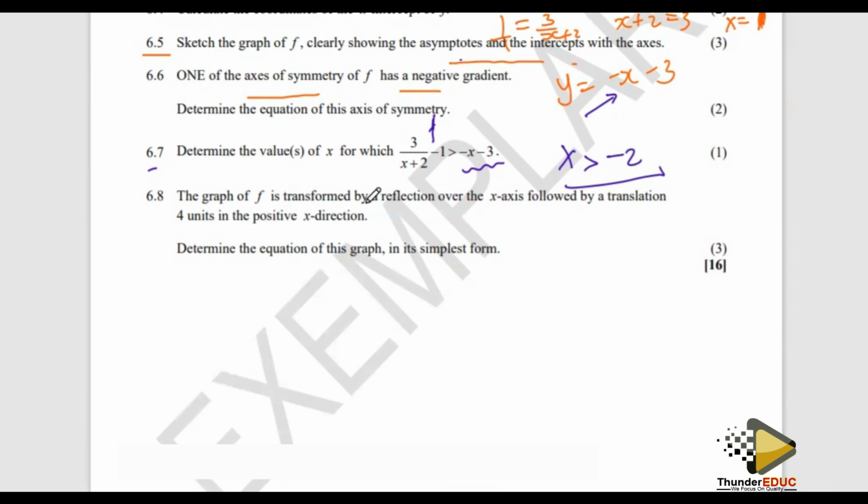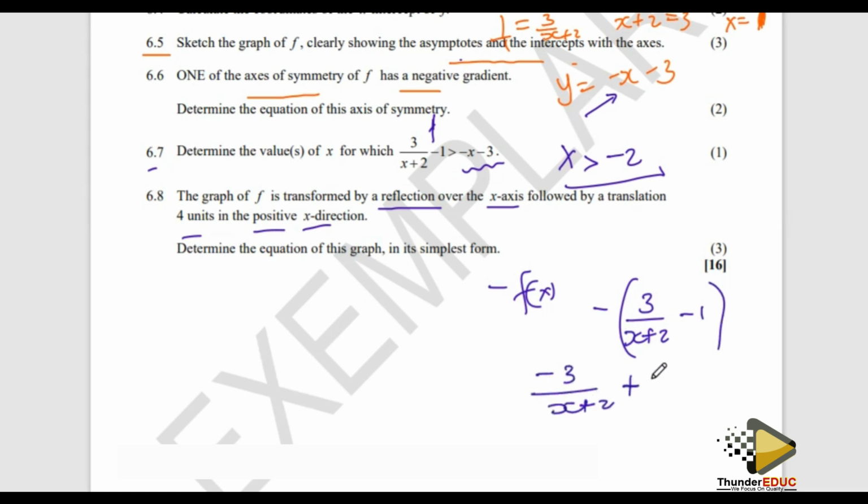Then the graph of f is transformed by a reflection over the x-axis, followed by a translation of 4 units in the positive x direction. Now, what this means is that whenever we reflect about the x-axis, the whole graph is affected. In other words, we introduce negative signs. So the reflection is going to be like negative f of x, which is the same as negative 3 over x plus 2 minus 1. When you open that up, it's a negative 3 over x plus 2 plus a 1.